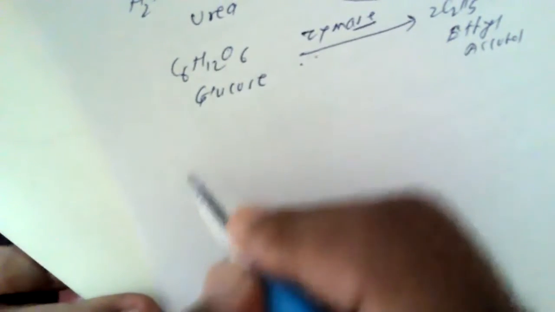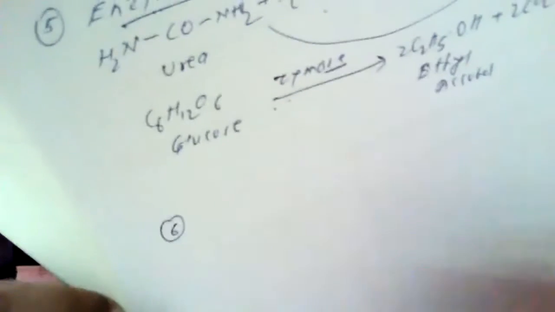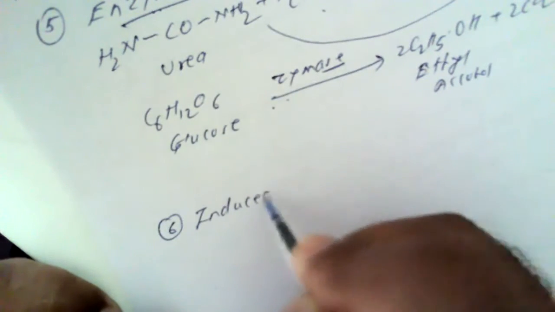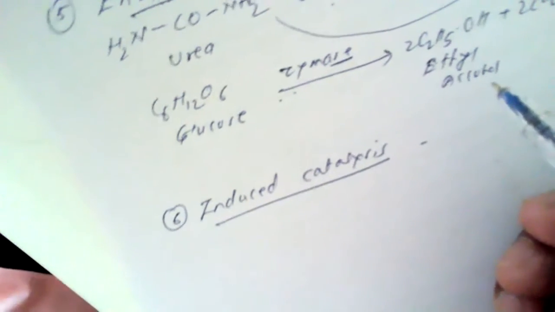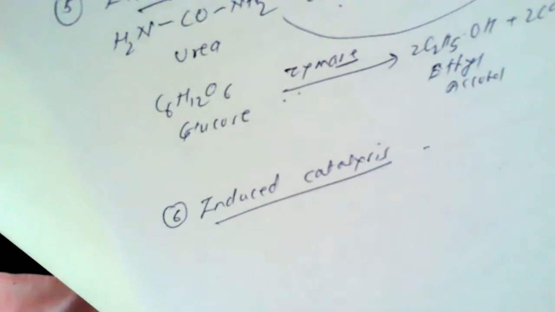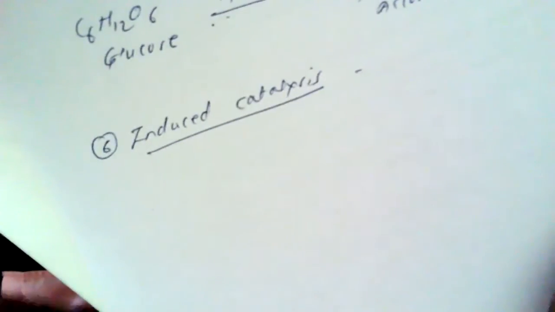And the sixth type is known as the induced type of catalysis. Sixth type is known as induced catalysis. So induced catalysis is nothing but, in certain reactions, the substance which induces another reaction to proceed further. All such substances which are responsible to induce the reaction are known as induced catalysts. For example, a very simple reaction I would like to give here is this.